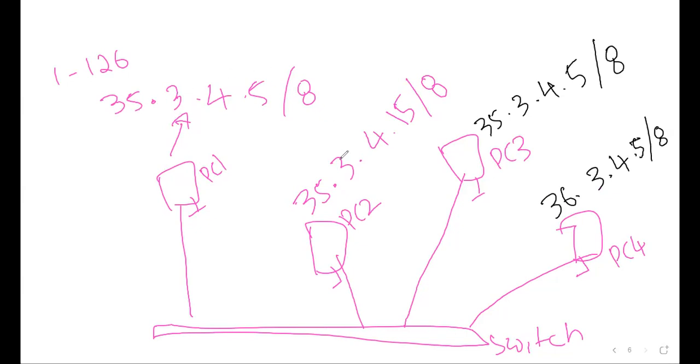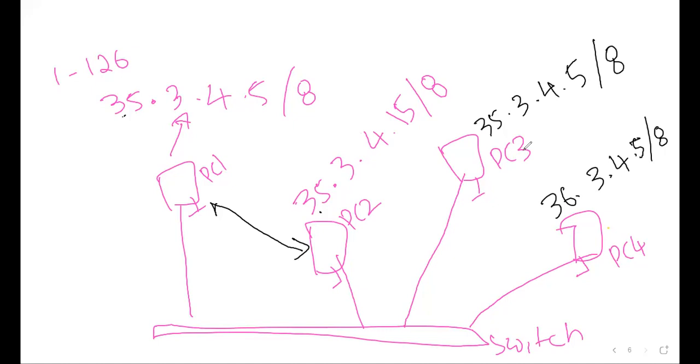Can 35.3.4.5 and 35.3.4.15 communicate or cannot communicate? It's a question. Yes or no? Yes means communicate, no means not communicate. Yes, this will communicate. How many say no? Nobody. This will communicate with each other because they are in the same network, 35 and 35, with 3.4.5 and 3.4.50, different IPs.